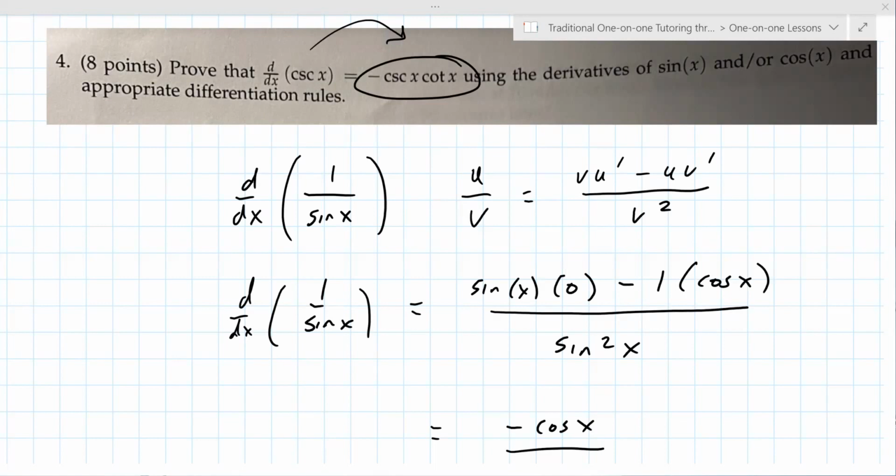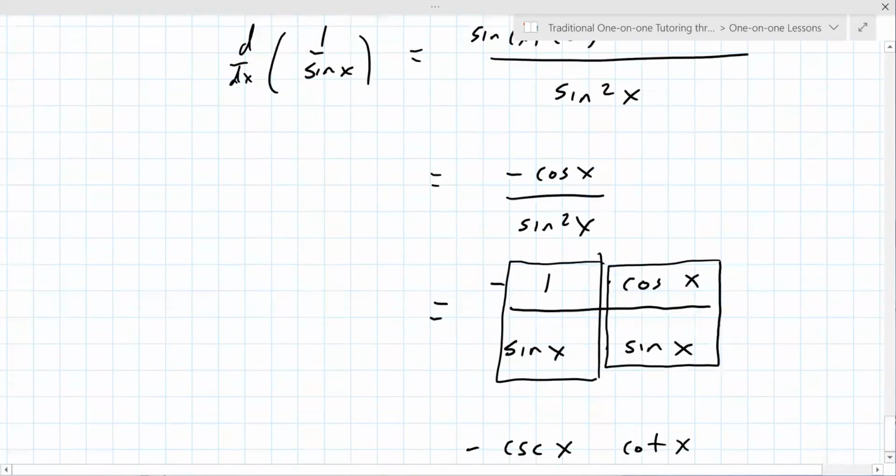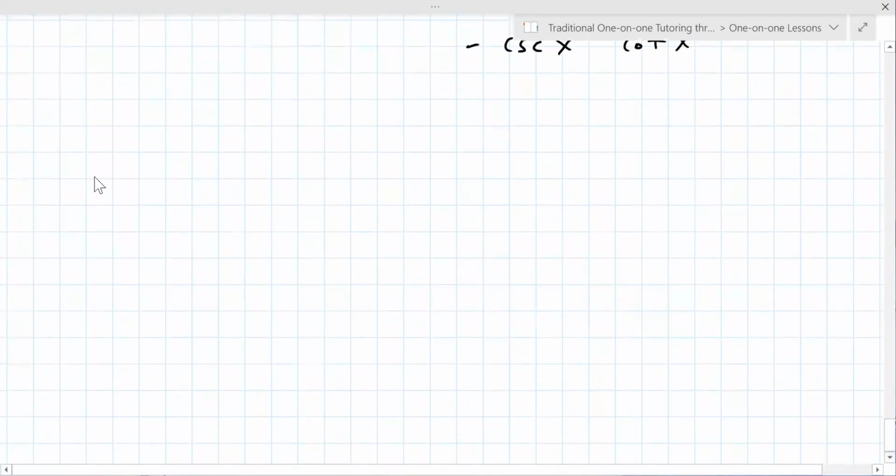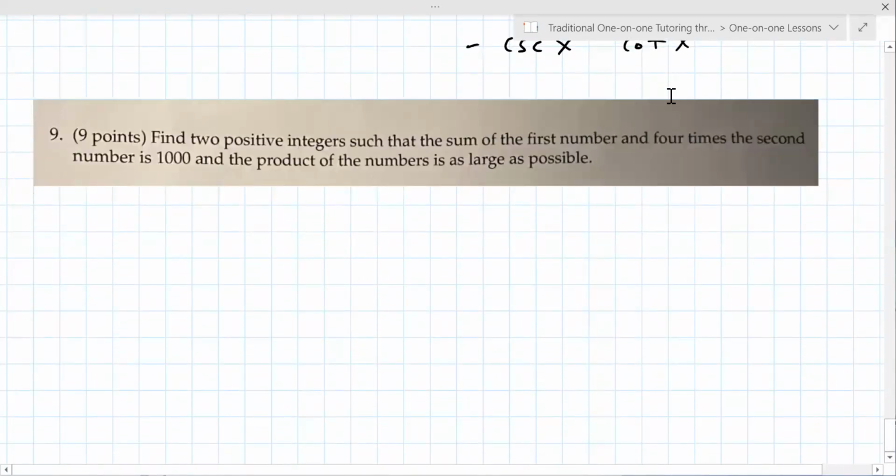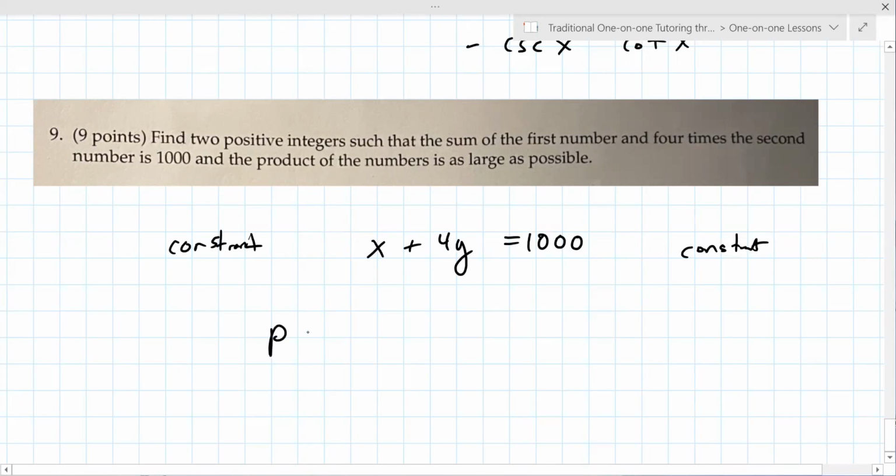We did one kind of like this to start out, but this one has a little different relationship between the two. Okay, so again, there's the constraint. The constraint here is that the first number x and 4 times the second number y is 1,000. That's your constraint. And we want to maximize the product. The product is x times y, because the first number is x and the second number is y, not 4 times y.